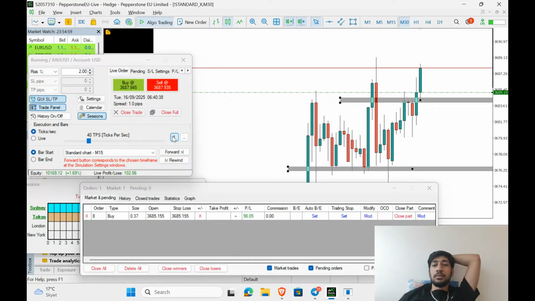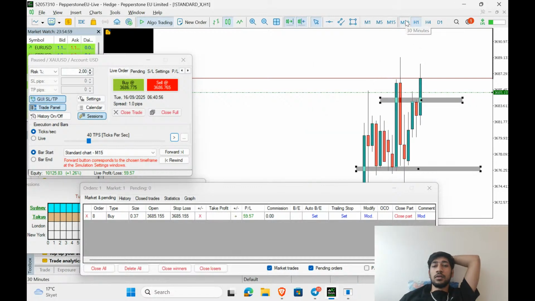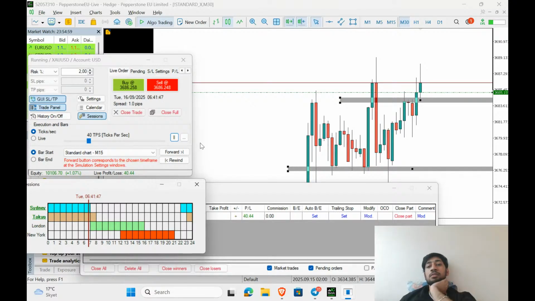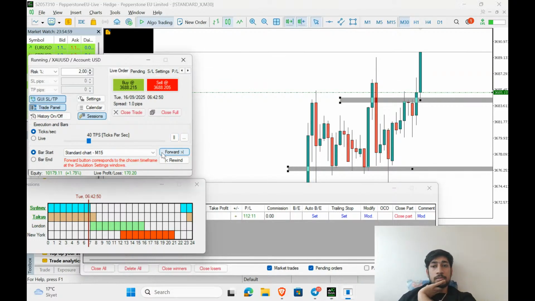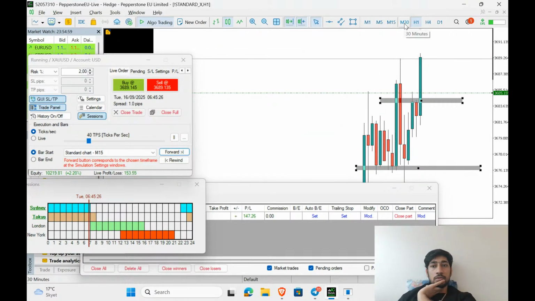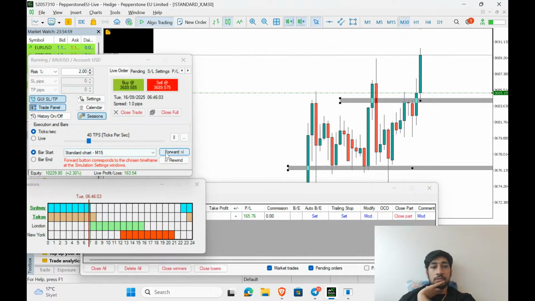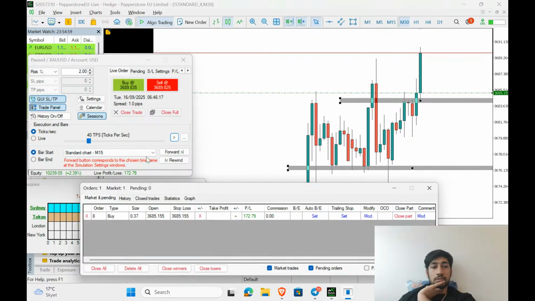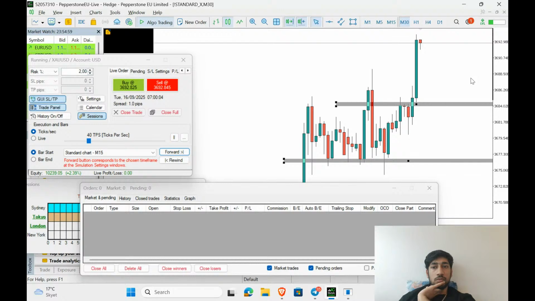Yeah, think I'll just close it. No, just let it run wherever it goes. Yeah, fill the entire range. So just close the trade. Whoa.